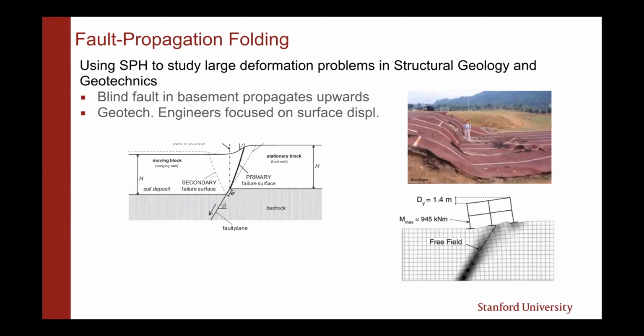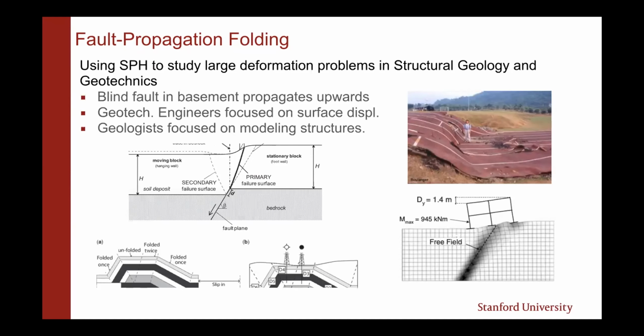The first picture there with the athletic track is from the 1999 Chi-Chi earthquake in Taiwan, which caused billions of dollars in structural damages. And geologists, on the other hand, have been more interested in modeling the same phenomena, but on larger scales. Because what happens is geological strata get deformed as a result of the penetration of the fault into the overlying weak rock. And you get folding as a result of this fault, hence the name fault propagation folding.